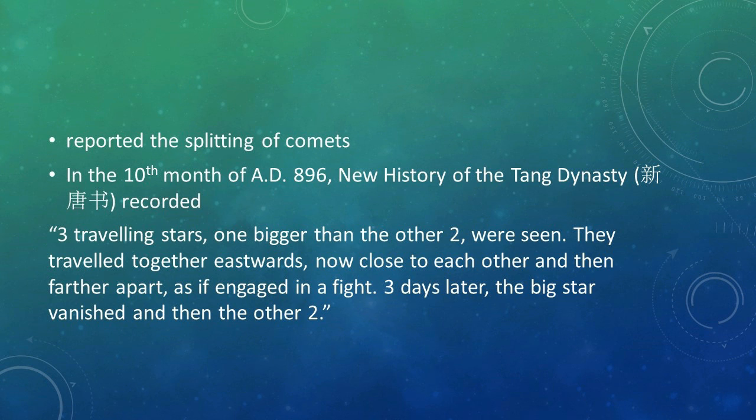In the 10th month of AD 897, in this book called The New History of Tang Dynasty, Xin Kangshu recorded 3 traveling stars, one bigger than the other, were seen. They traveled together eastwards, now close to each other, and then further apart, as if engaged in a fight. I like the description. 3 days later, the big star vanished, and then the other 2. So modern scientists, when they look at this description, realize this is actually a record about the splitting of the comet. Some comets, when they move, actually split from 1 into 2, or into more than that. So this is a record of that.